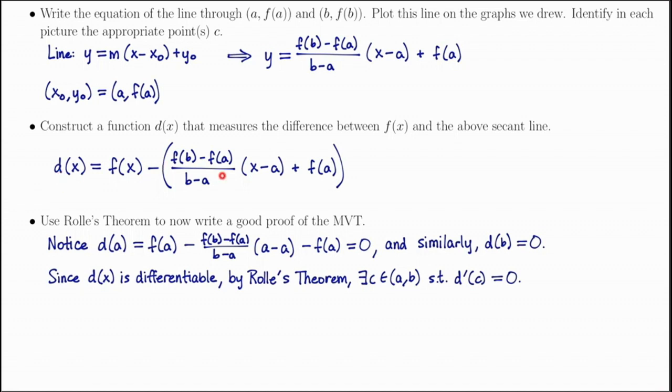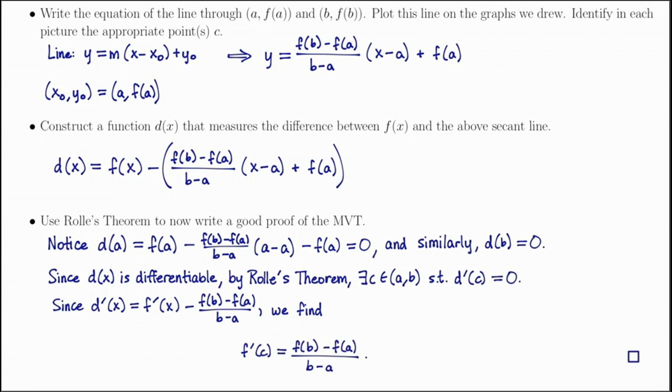But what is D prime in terms of our function and the secant line? D prime is just f prime minus the derivative of this line, but that's just going to be the slope of the line. So D prime is f prime of x minus (f of b minus f of a) over (b minus a). You plug in c, the left is 0, so I can solve now for f prime of c and get f prime at that interior point c is equal to the slope of the secant line through the endpoints. And that finishes the proof of the mean value theorem.